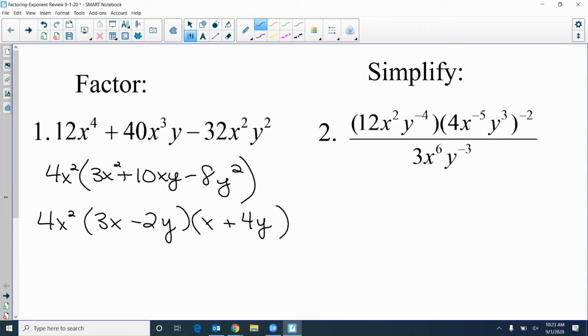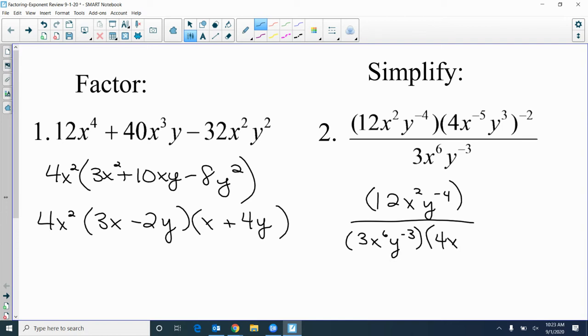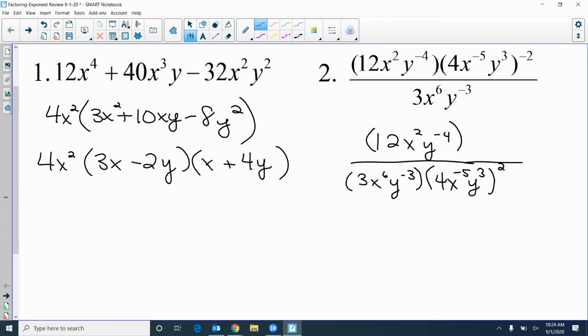All right, one thing I would do, and there are so many different ways you can attack this, but this -2, I don't like messing with it. I'm gonna move that whole thing down below. Okay, so I got 12x squared y to the -4. You can throw this in parentheses, it doesn't matter a whole lot as long as you don't make any careless mistakes. I'm gonna put it in parentheses for now. And then I get 4x to the -5th, y cubed, to the 2nd power. If you didn't start it that way, it doesn't mean you did it incorrectly. I'm gonna take this to the power.